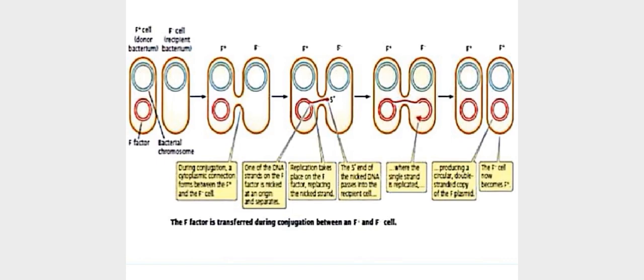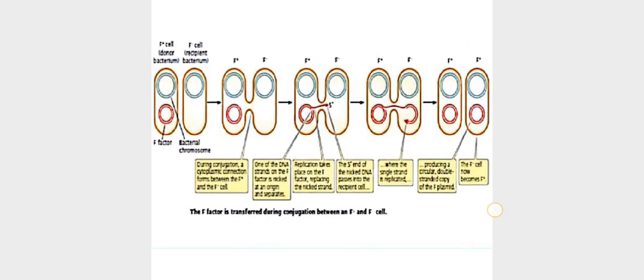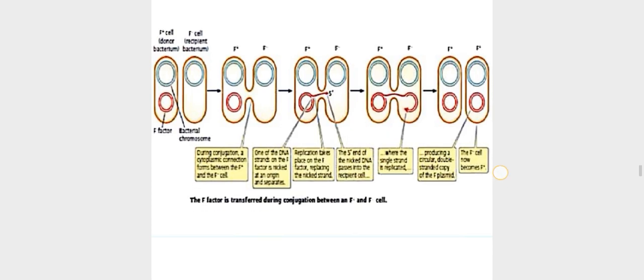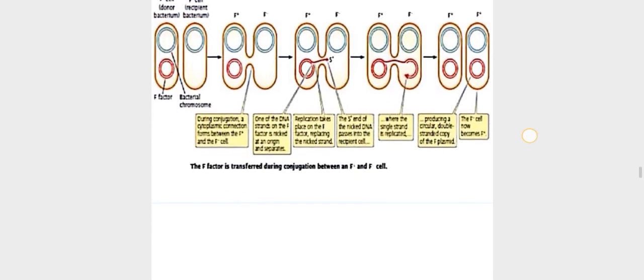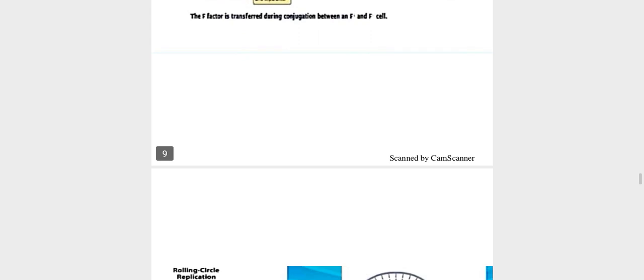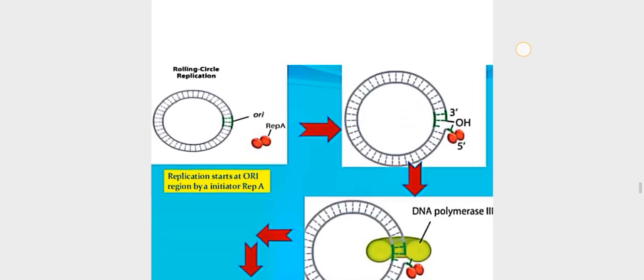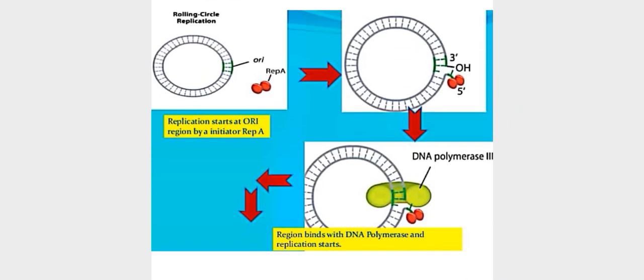One of the DNA strands on the F factor acts as nicked and separate. The F factor is inserted during conjugation between F minus and F plus cells. This is an example: rolling circle replication, ORI, Rep A, 3 prime OH region, 5 prime.